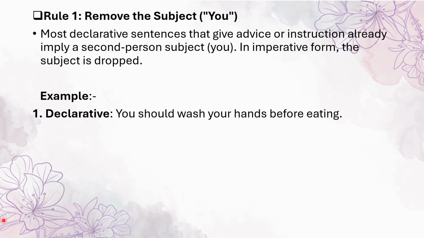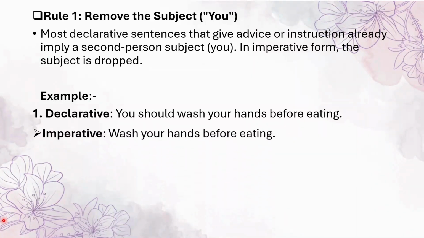But in English grammar, when we convert this kind of declarative sentence into an imperative sentence, we follow a simple rule. We remove the subject you because in imperative sentences, you is always understood or implied. Let's see the example. You should wash your hands before eating. Its imperative form is wash your hands before eating. See how you is removed in the imperative sentence. We don't say you wash your hands because it sounds odd in this context. We just begin directly with the verb wash your hands because it's clear who is being spoken to.